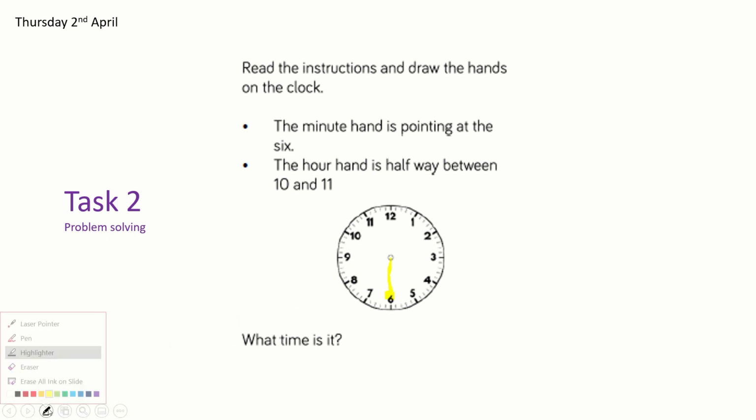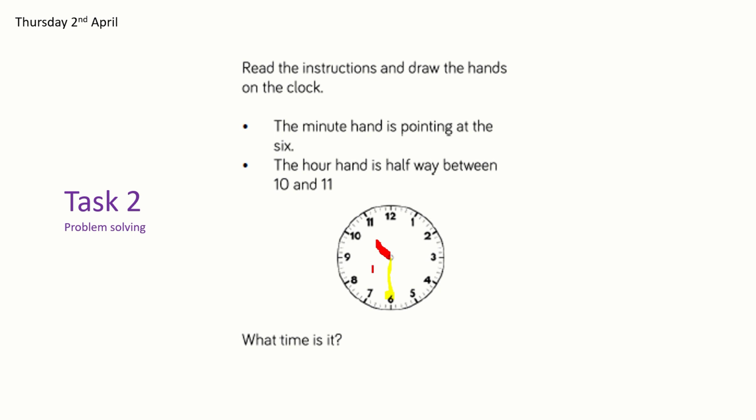Okay. What about my smaller hand, my short hand, my hour hand? It's halfway between 10 and 11. Between 10 and 11 is up here, isn't it? Oh no, that's between 11 and 12. It's over here. Oh no, that's between 9 and 10. Between 10 and 11, there's 10, there's 11 in between them. So I need to make a short hand going that way.